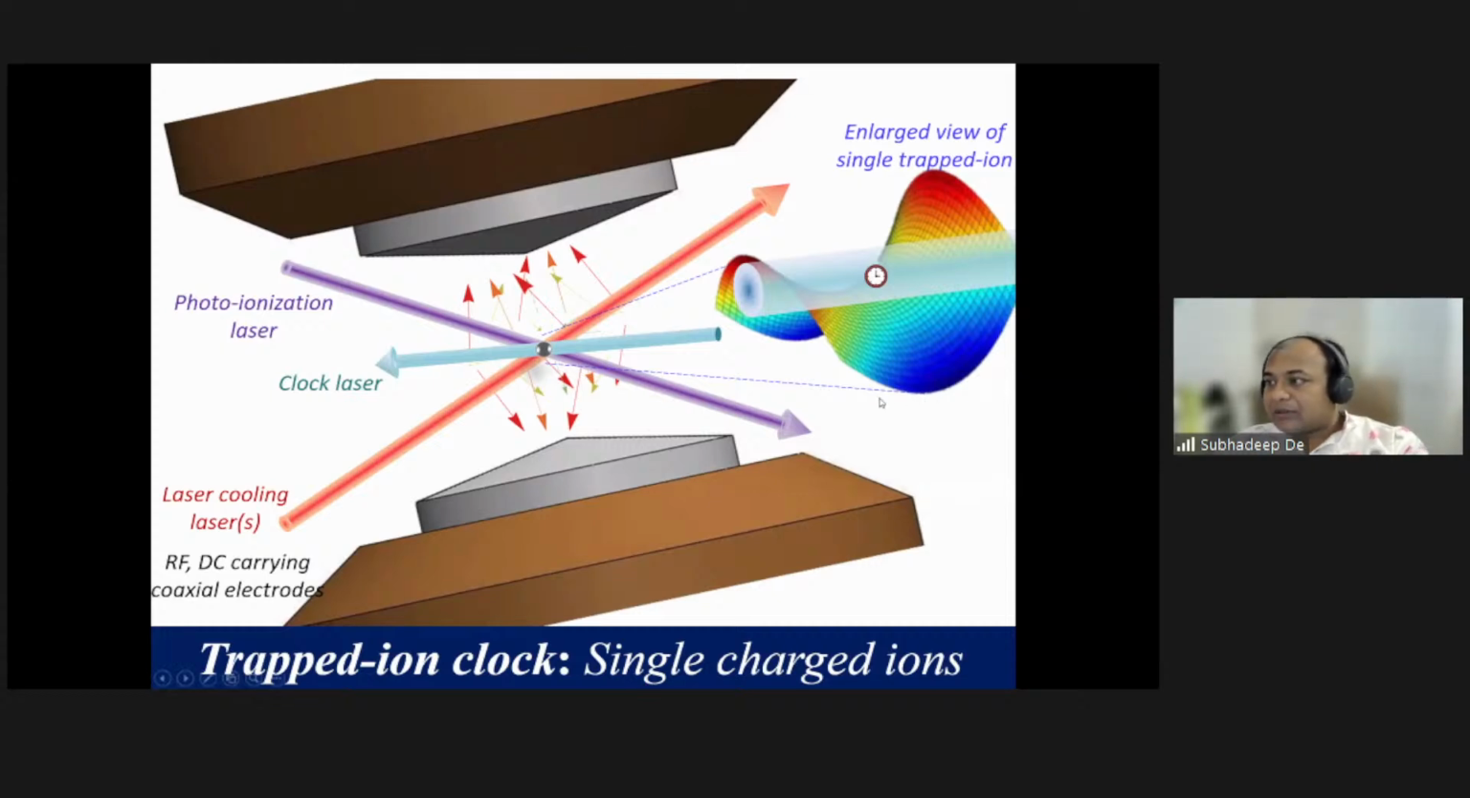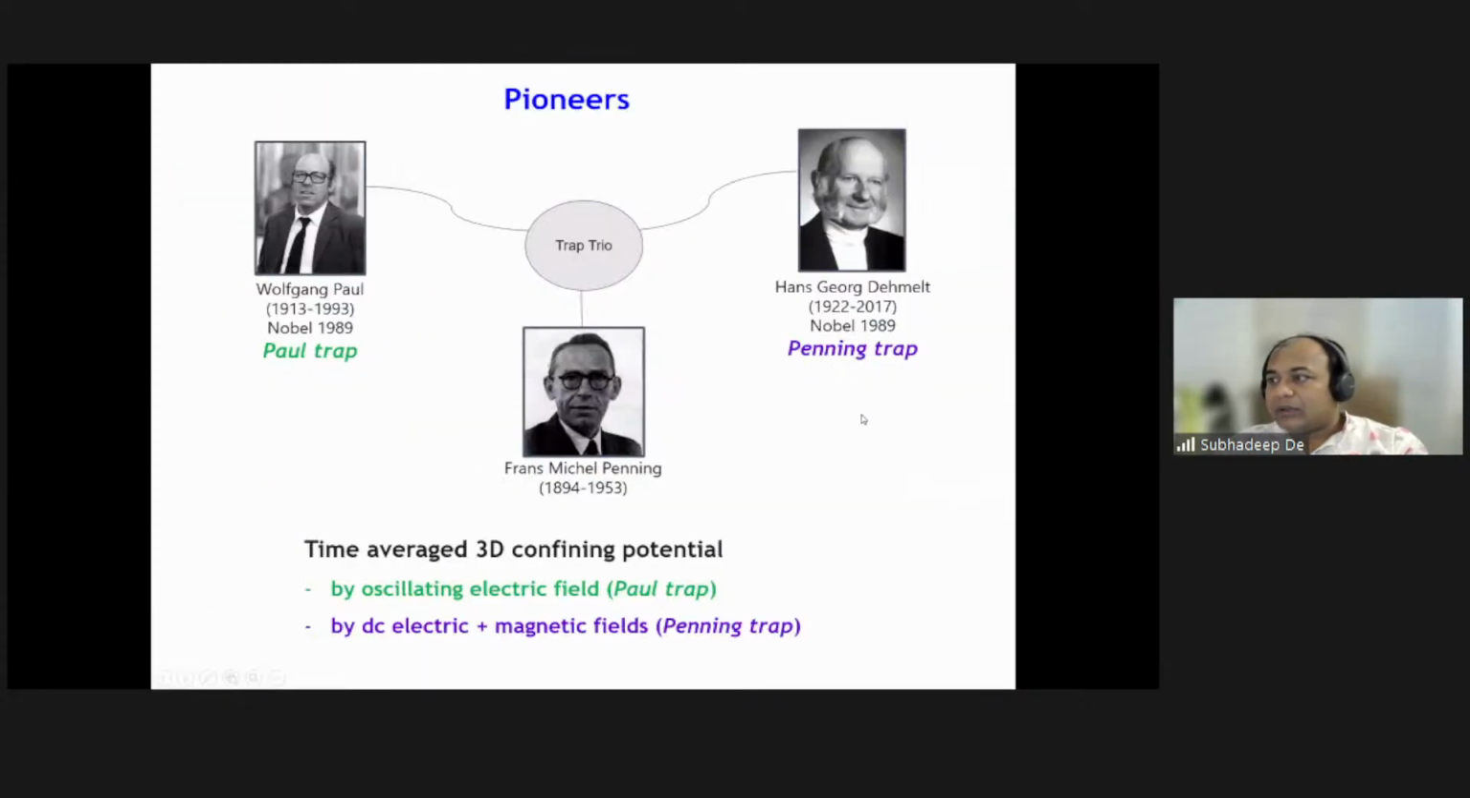Okay, so now let us understand in more detail about this. This ion trap was actually developed by these three stalwarts. So first, the ion physics, like ion producing and those things, were started by Penning. He's a Dutch physicist in Leiden, I think, University of Leiden.